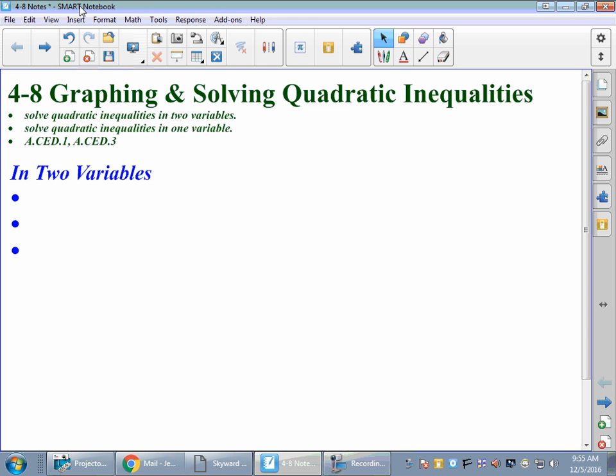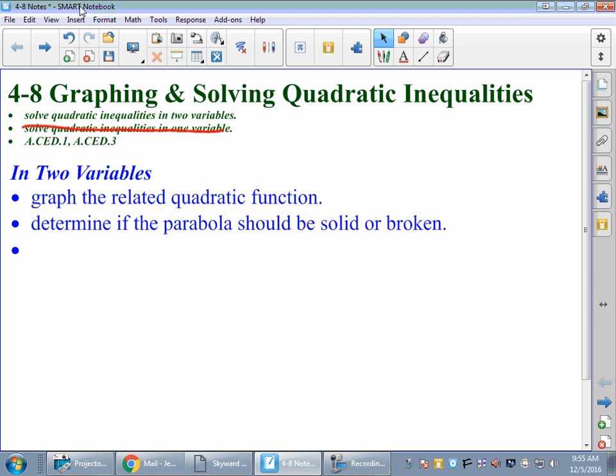These are your 4-8 notes, graphing and solving quadratic inequalities. We are actually going to just concentrate on the two variables in these notes, so we are not going to be solving quadratic inequalities in one variable. So in two variables, we simply graph the related quadratic function, determine if the parabola should be solid or broken, and then test a point not on the parabola. So we always shade true.